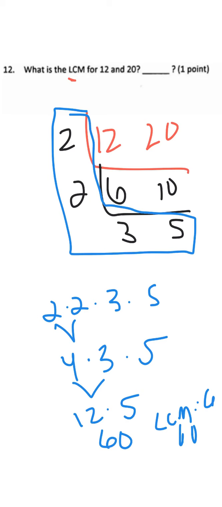I can't write over here on the left, guys. Sorry. For this last one, my answer is LCM equals 60. So I hope you guys figure out how that works. I really do enjoy using the big L or ladder method. Multiply all those across.